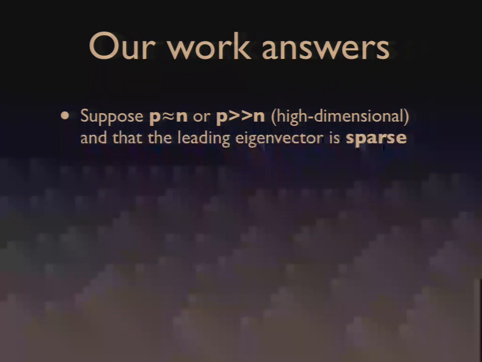Okay, so what our paper does is it looks at PCA when p is on the order of n, so I have just as many variables as samples are. Possibly the number of variables is much greater than the sample size. And what we want to do is we want to look at a case where if we suppose a leading eigenvector is sparse, how well can we actually estimate it?